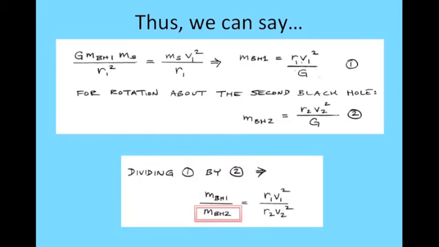With all that information, we can say that the gravitational force is equal to the centripetal force. Now, after canceling variables algebraically, we can show that the mass of black hole 1 is equal to r1 v1 squared over G, and the mass of black hole 2 is r2 v2 squared over G. If we divide one by the other, the only unknown variable we'll be left with is the mass of the second black hole.